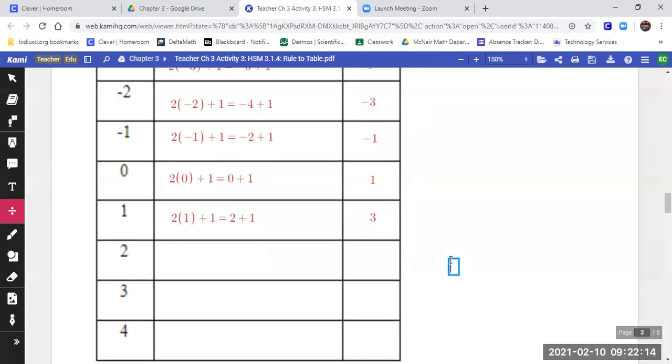Yes, 2 parentheses 2 plus 1. That would be the first thing. Thank you. And then equals 2 times 2 is 4 plus 1 equals, and then we move it over. And our final answer for this situation is what number? When we do the math. 5.